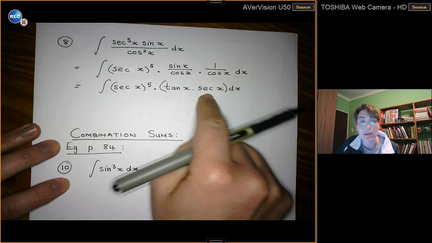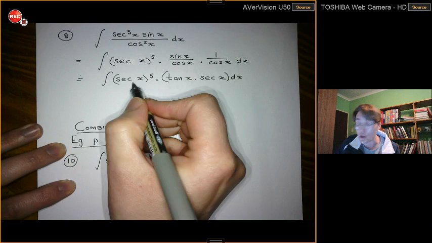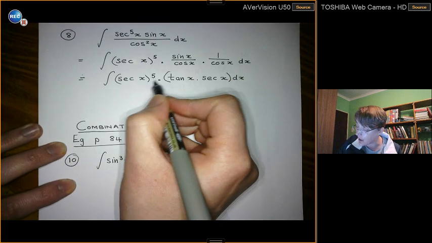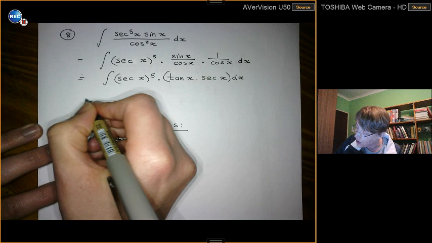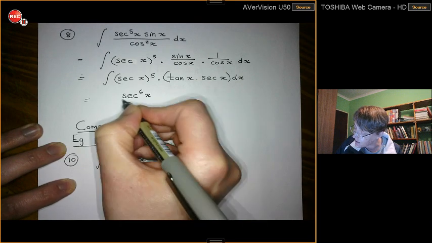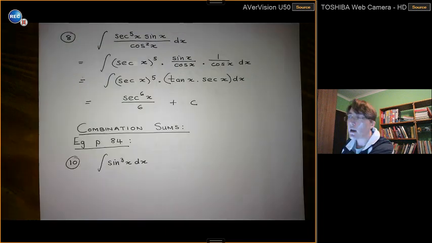So this is then the derivative of that, so this is going to disappear. I'm not going to touch the inside function. I'm just going to find the integral of that outside function. So I'm going to integrate to the power of 5. So that's then going to be sec to the power of 6 x over 6 plus c. And I'm done.